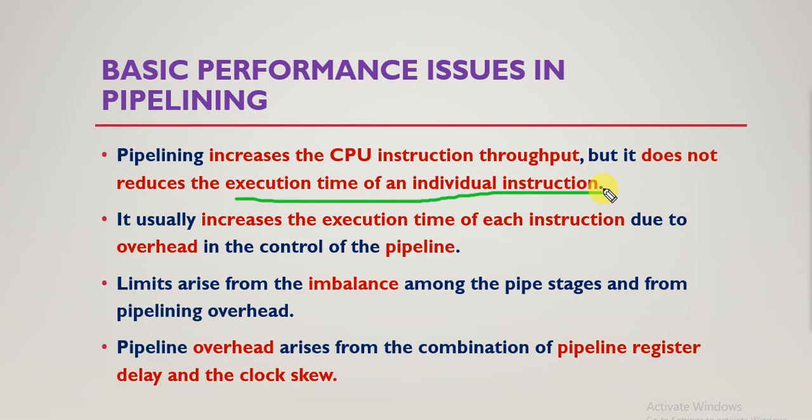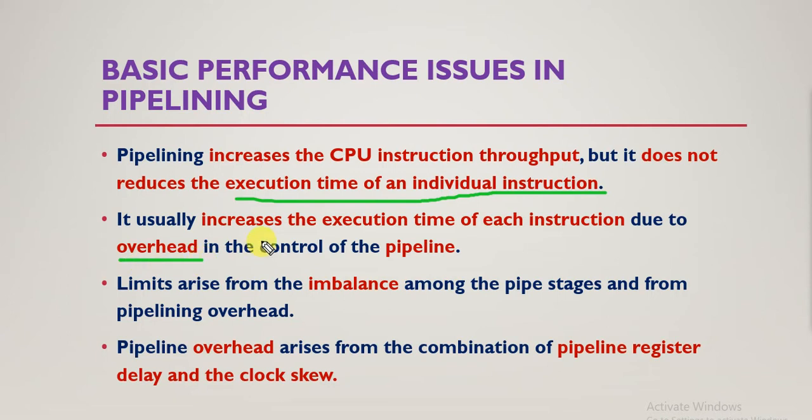But as we see separately, each instruction will take its own time. If it is 5 clock cycles, the instruction will take 5 clock cycles itself. But on an entire system, when we consider a number of instructions, we can see that the time taken for the entire task will be less. So it usually increases the execution time of each instruction due to the overhead only.